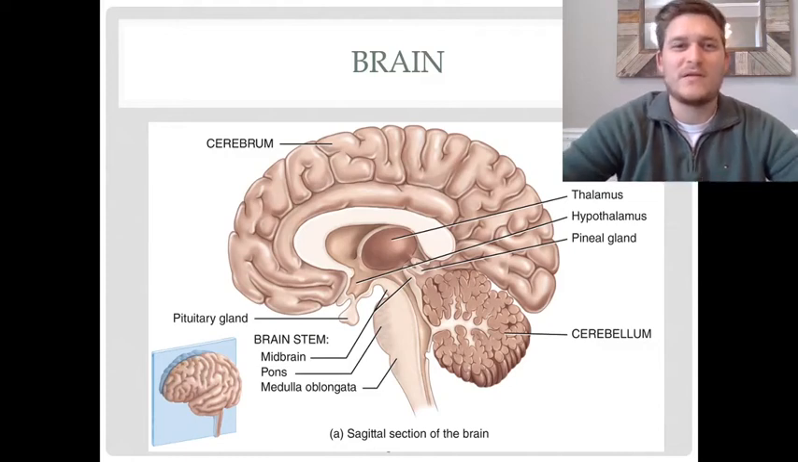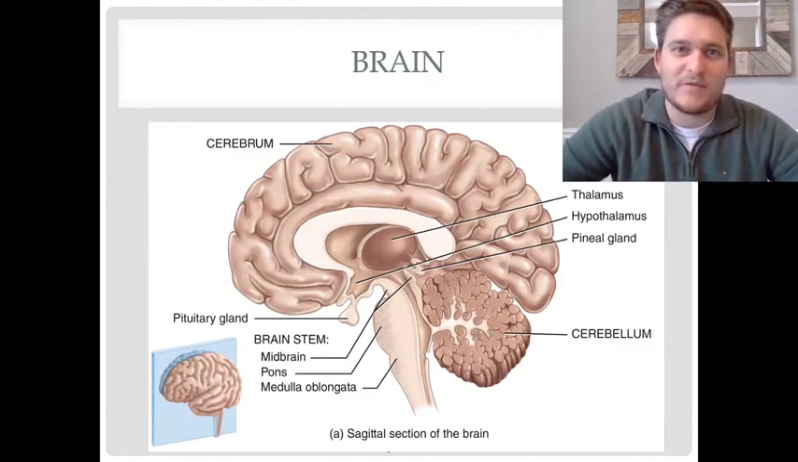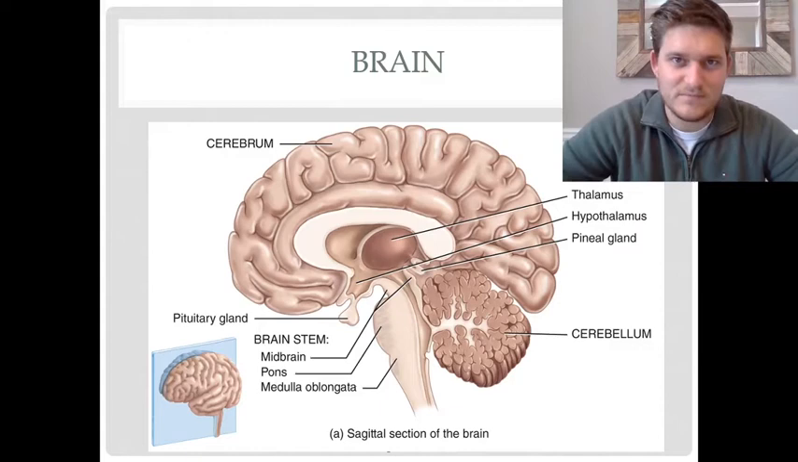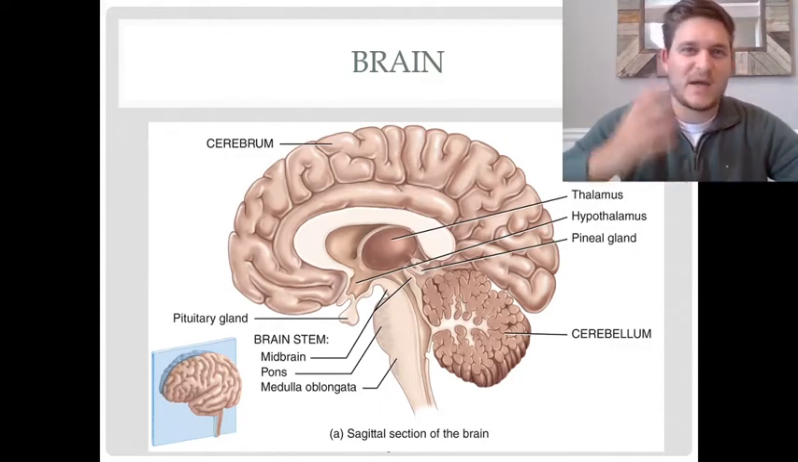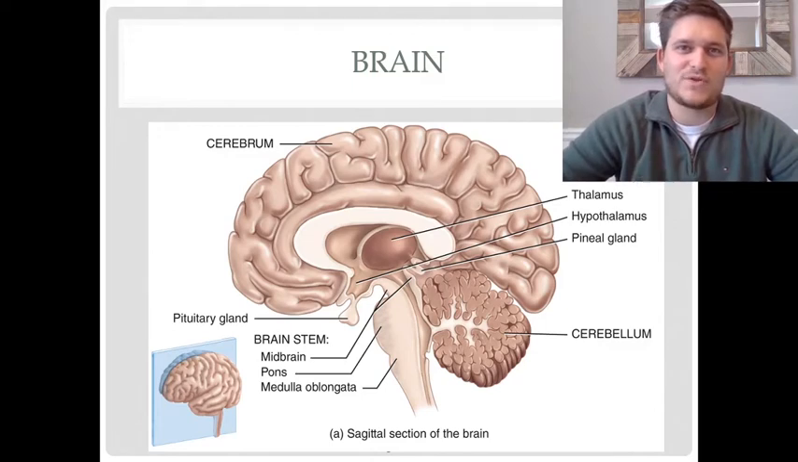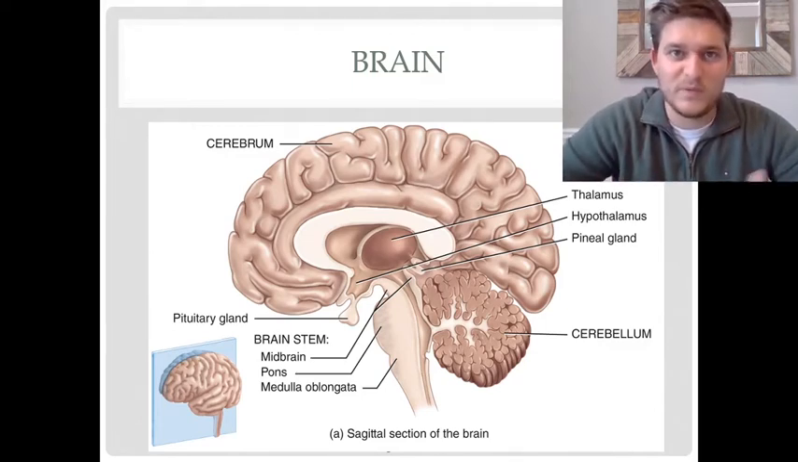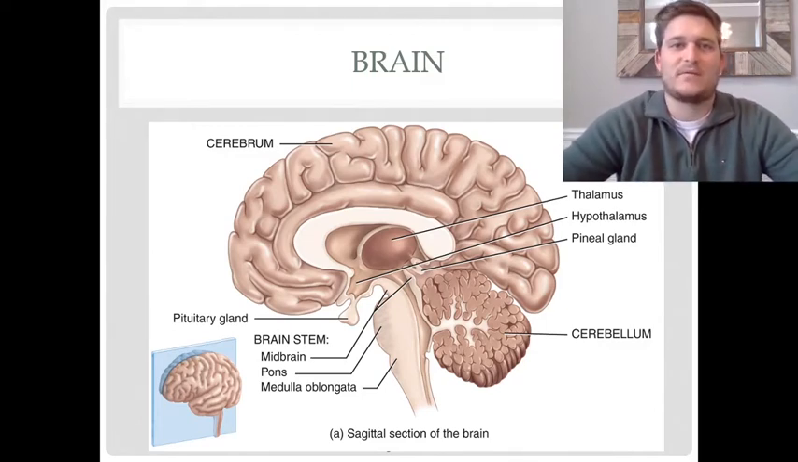How's it going, everyone? Today we'll be finishing up our conversation on the central nervous system. So last time we talked about the spine and the spinal column and all the information that goes up and down our spinal cord. But today we'll be talking about the brain.